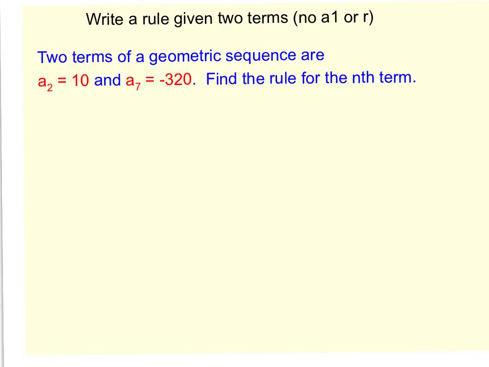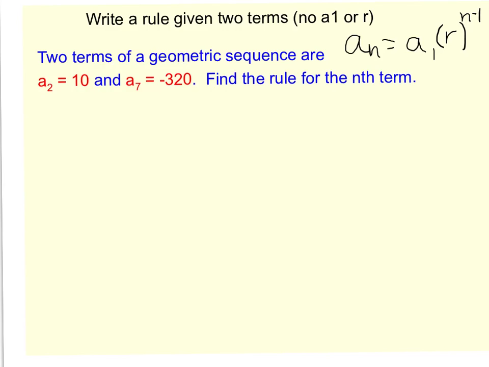Okay, this example is to write a geometric rule, knowing two terms, but neither of them is the first term, and you don't know r, the common ratio. So if you think about the actual formula for a geometric sequence, I'll write it up here: a sub n equals a sub 1 times the ratio to the n minus 1.